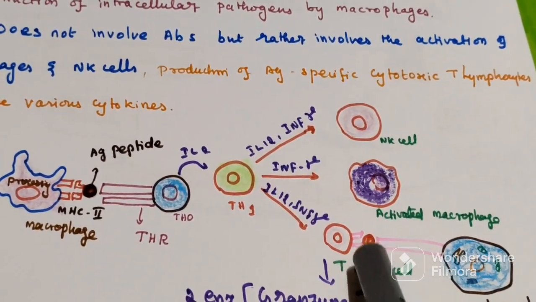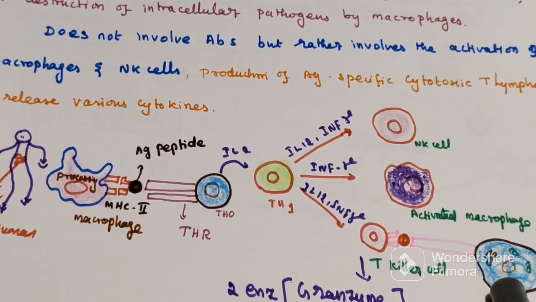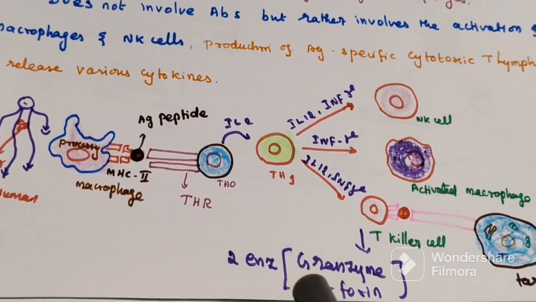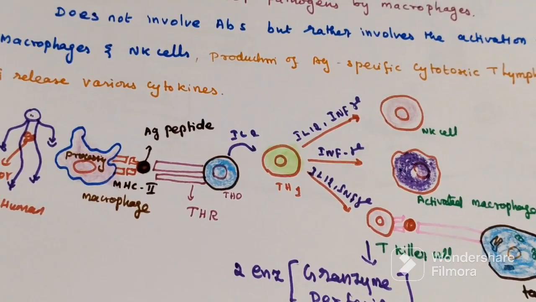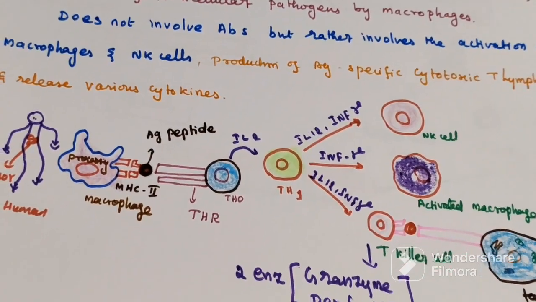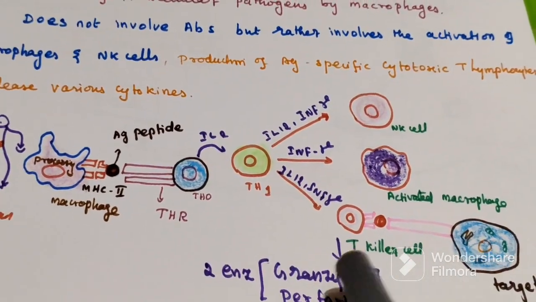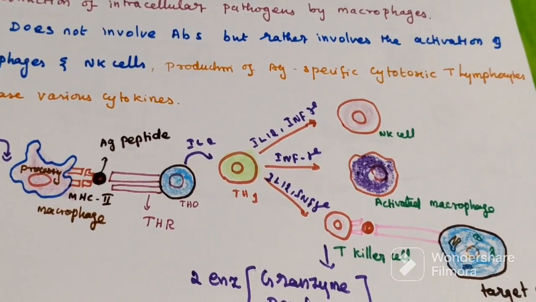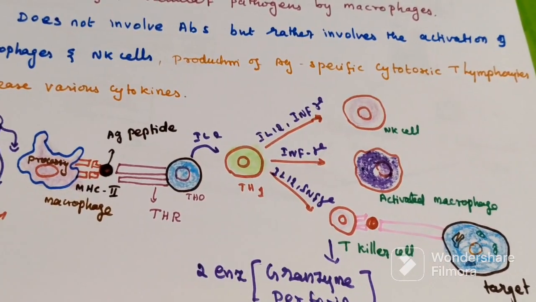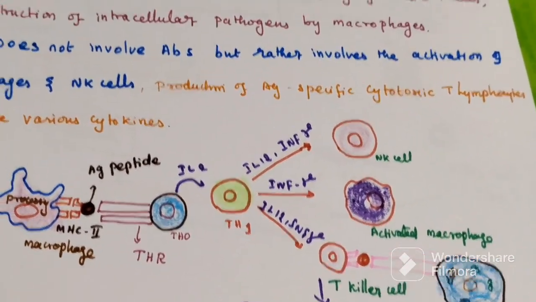T killer cell shares that antigen peptide with this target cell, cancer cell. After that, two enzymes are also present, granzyme and perforin. This has the chemical information on how to kill that cancer cell. So by using granzyme, it makes a hole. After that, it will send perforin. After that, it will kill that cancer cell. This is the way cell mediated immune response will kill that cancer cell.